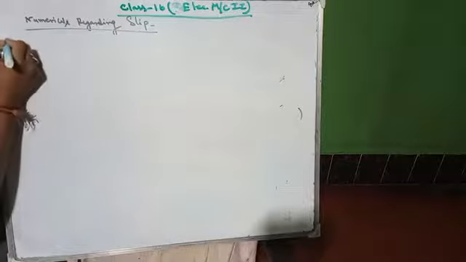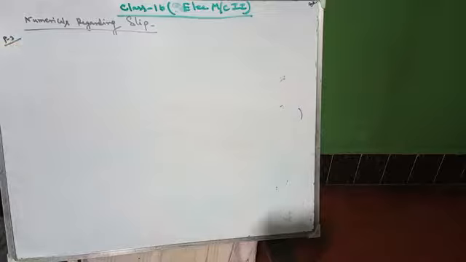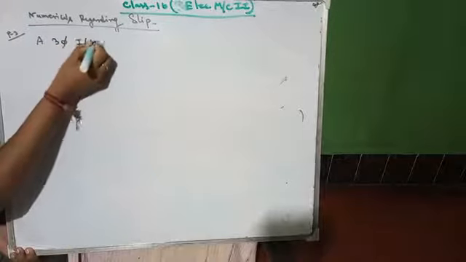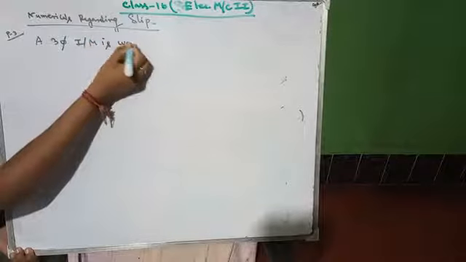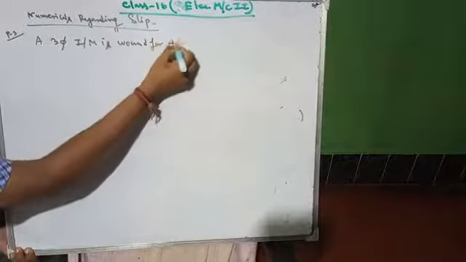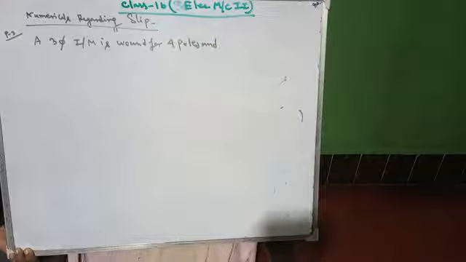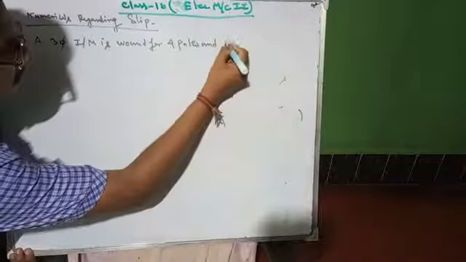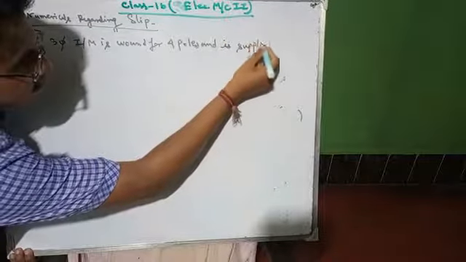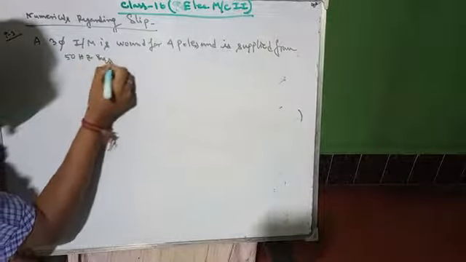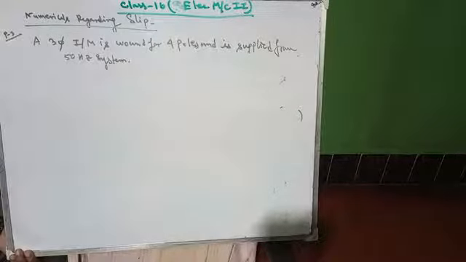Question number 3. A three-phase induction motor is wound for 4 poles and is supplied from a 50 Hz system.